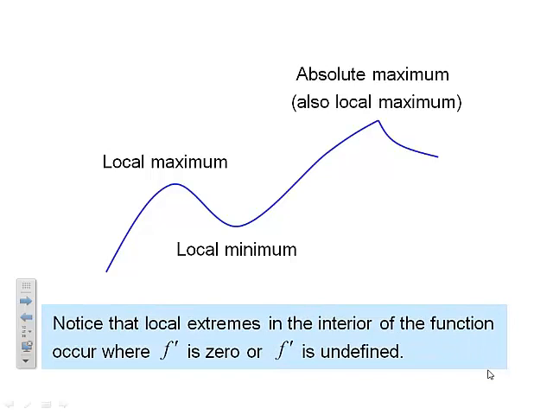Notice that the local extremes that are in the interior of the function occur when the derivative of the function is 0. At the top of the hill, that local max and that local min have horizontal tangent lines. Horizontal tangent lines, the derivative is 0. Or it can occur where the derivative is undefined, which is where the spike is. Remember when we talked about differentiability, functions are not differentiable when you have spikes or cusps like that. So those 2 points have slopes of 0, and the other point doesn't have a slope.